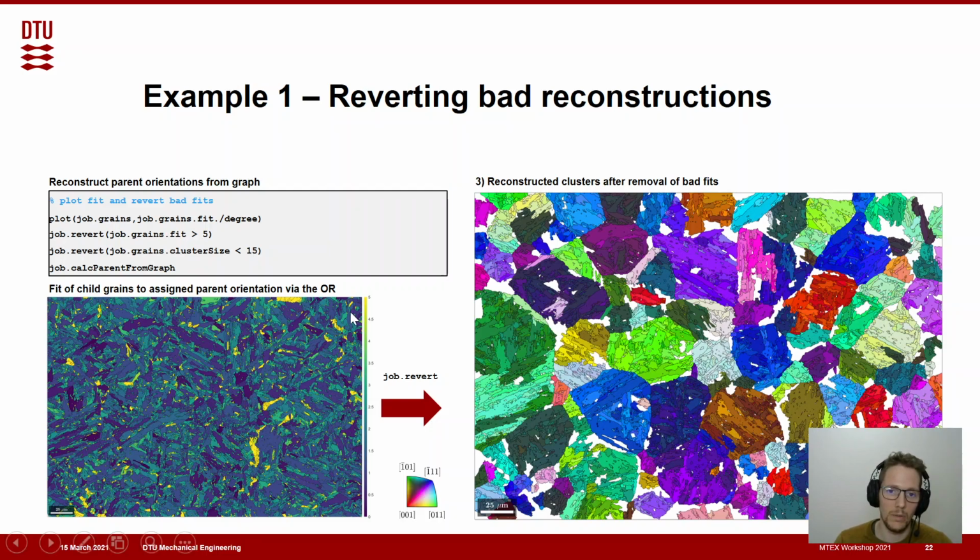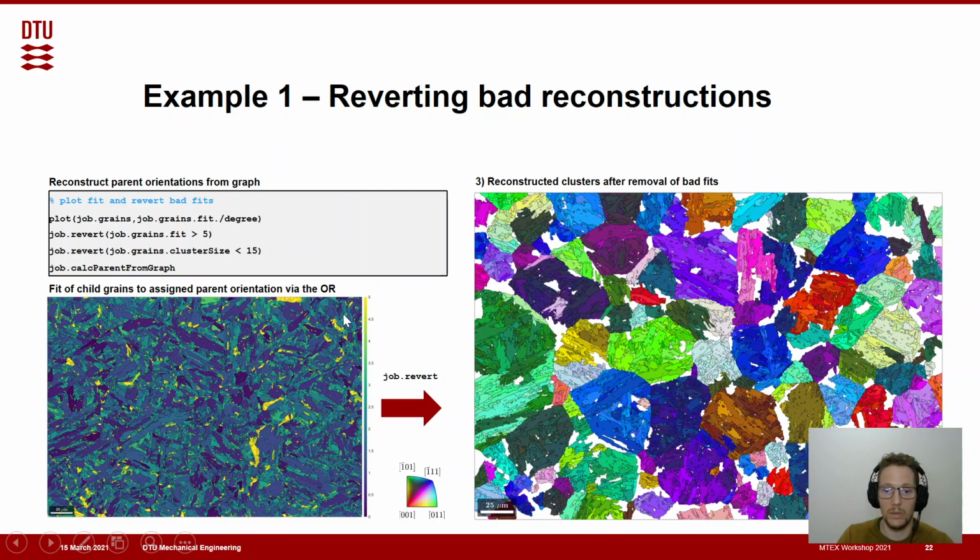So we can plot what we think is not a good reconstruction, but we can then also use this job revert. And I think it's a very, very powerful command to revert the reconstructions that we don't like, and we kick them out. And then we get this reconstruction where we have gaps in between, which have been created by all the reconstruction that has been thrown out because we were not confident enough of it.